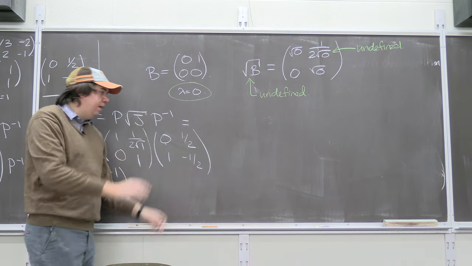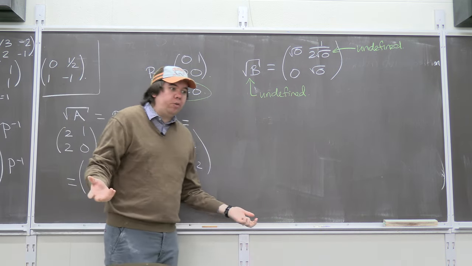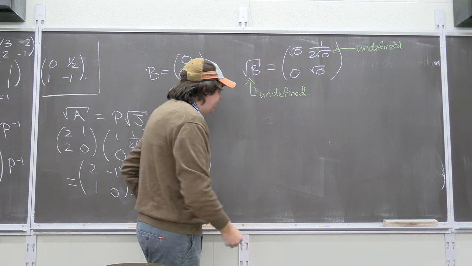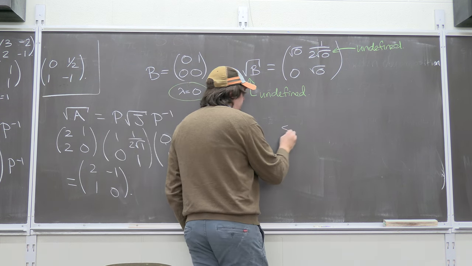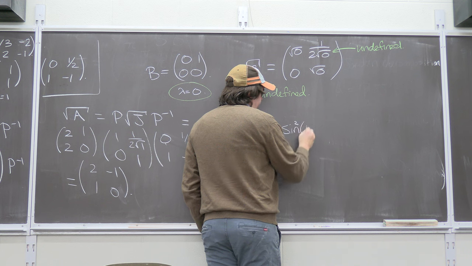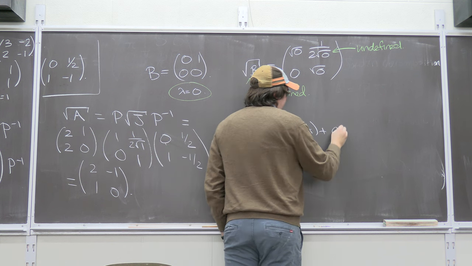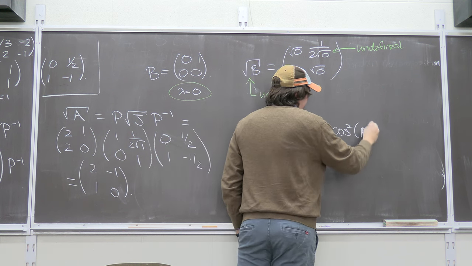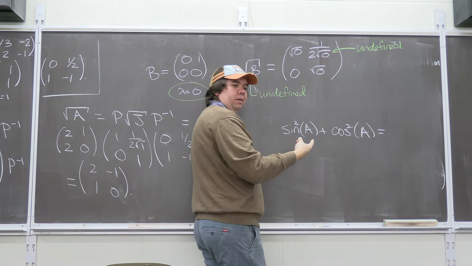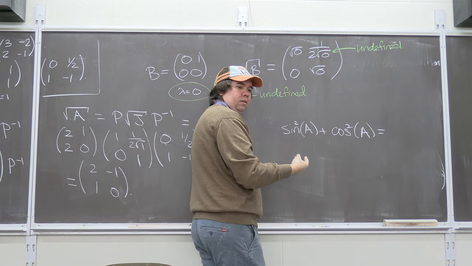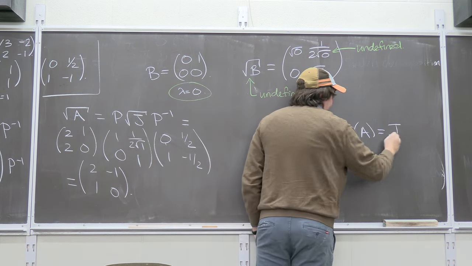Okay, but now that you have this, like any problem set, you prove some cool things. I don't remember all the ones you prove, but one thing you could prove is sine squared of A plus cosine squared of A. This follows immediately from what we've shown today. What do you think this should come out to be? The identity for any matrix A.